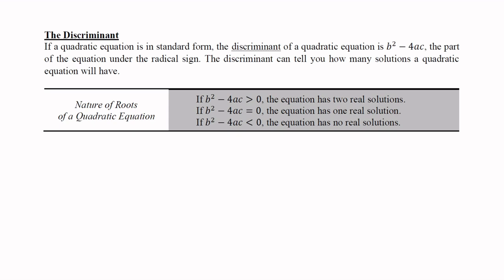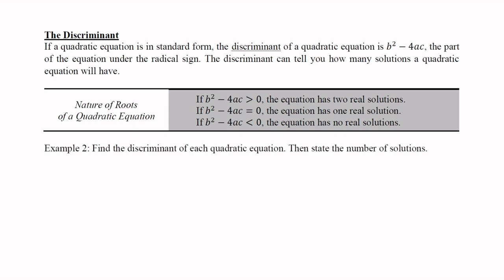If b squared minus 4ac is equal to 0, as we previously saw, the equation has one solution because plus 0 and minus 0 give you the same thing. If b squared minus 4ac is less than 0, the equation has no real solutions because you cannot take the square root of a negative number and get a real solution.